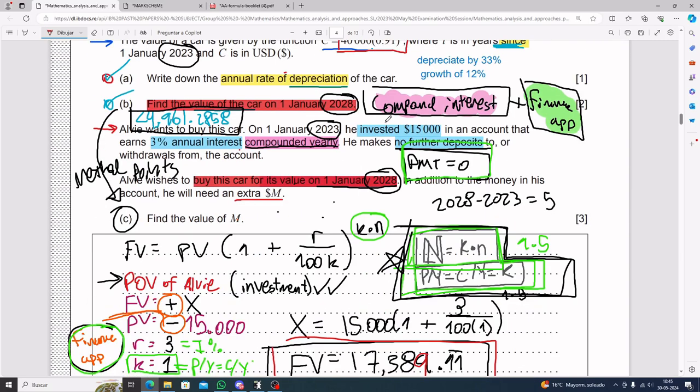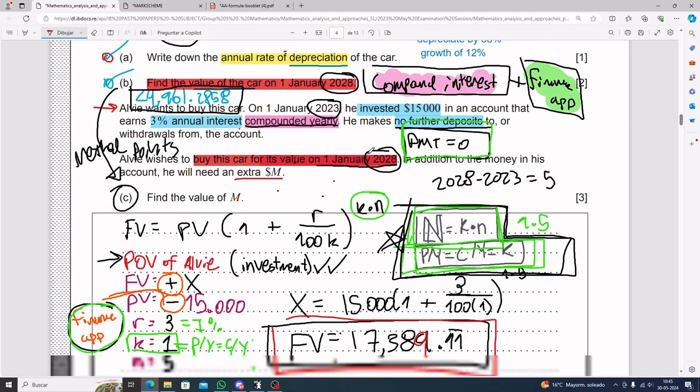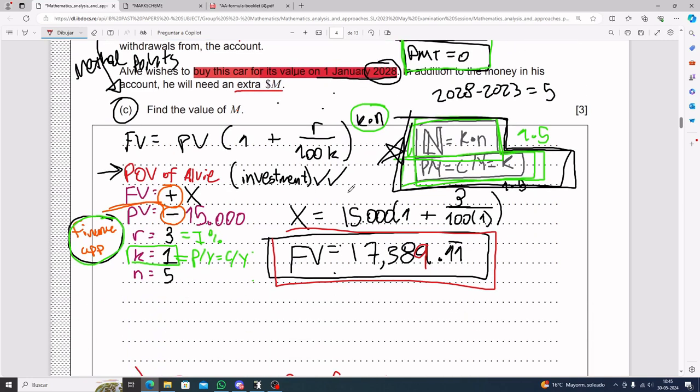And if you ever face PMT, remember it's just a monthly payment. You got to put it in. You got to use the finance app for that. You cannot use the compound interest. See? So yeah, careful with the symbols. Keep in mind that for investment, PV, ideally for me, you leave PV as negative. You lose money initially, and you end up with money later. That's why FV is positive.